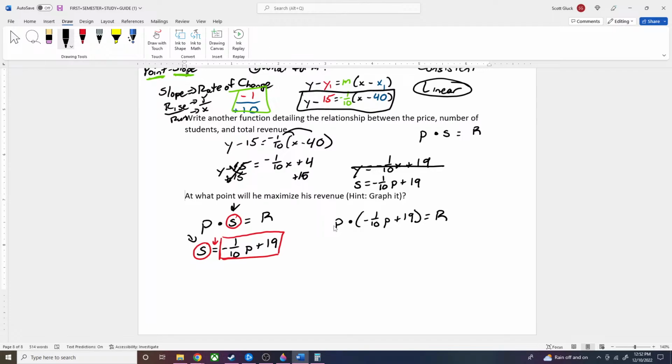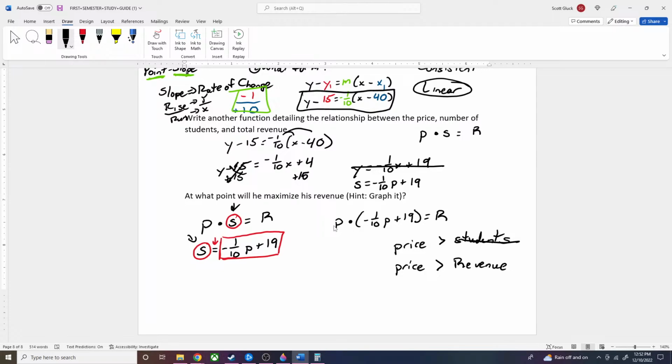So now we have changed our dependent variable from the price yields a number of students. We have replaced the students in this equation and said now I can take the price and I can directly calculate the total revenue based upon that price.